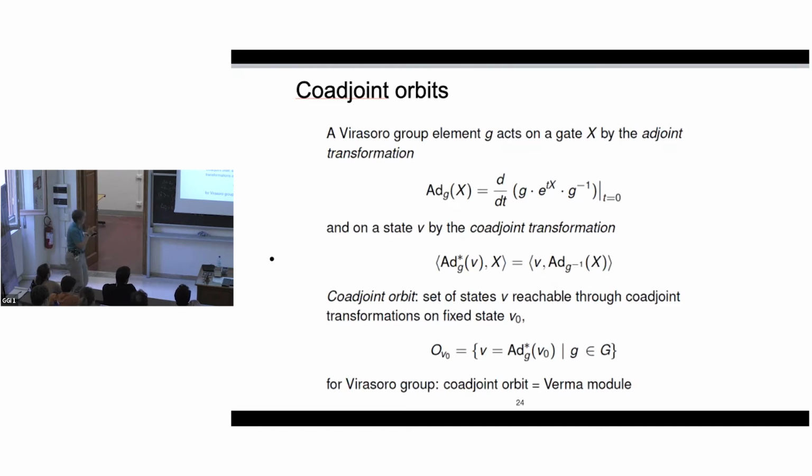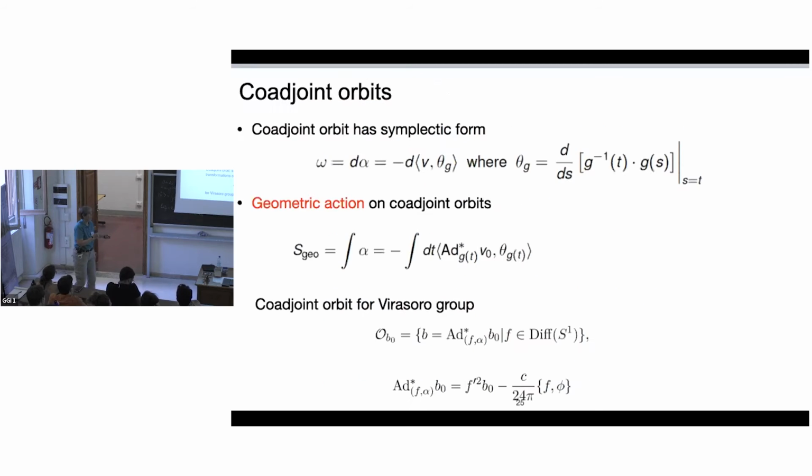And now what's a coadjoint orbit? A coadjoint orbit is a set of states V that is reachable through coadjoint transformations of this type on a fixed state V0. And for the Virasoro group, this coadjoint orbit is actually a Verma module. So we pick one representative of this orbit, and then by this coadjoint transformation, we can recover the entire orbit. And so again, there's a relation to phase spaces. We can view this orbit as being a phase space, and this means we can again associate a Hamiltonian to it.